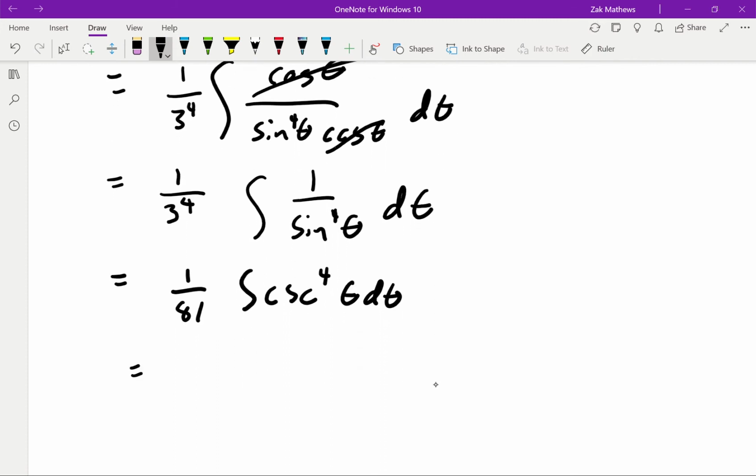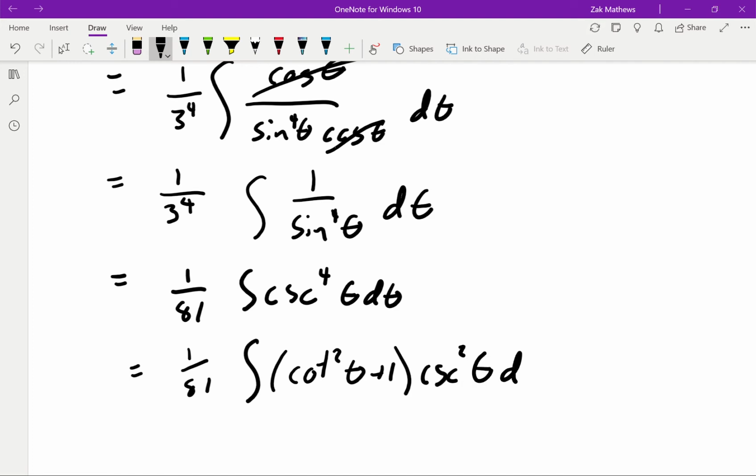And now we have to use some of those earlier trig skills that we were working with in the last video. In fact, cosecant to the fourth, we don't know what its antiderivative is, same way we didn't know 1 over sine or sine to the fourth. So let's think if we can break this thing down in terms of some more simple trig functions. Well, I can write cosecant to the fourth as cosecant squared times cosecant squared, and cosecant squared is simply cotangent squared theta plus 1 times cosecant squared theta d theta.